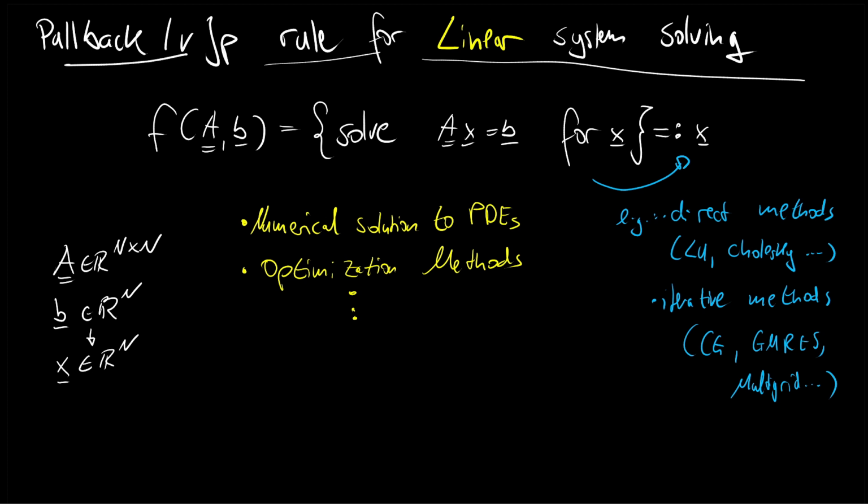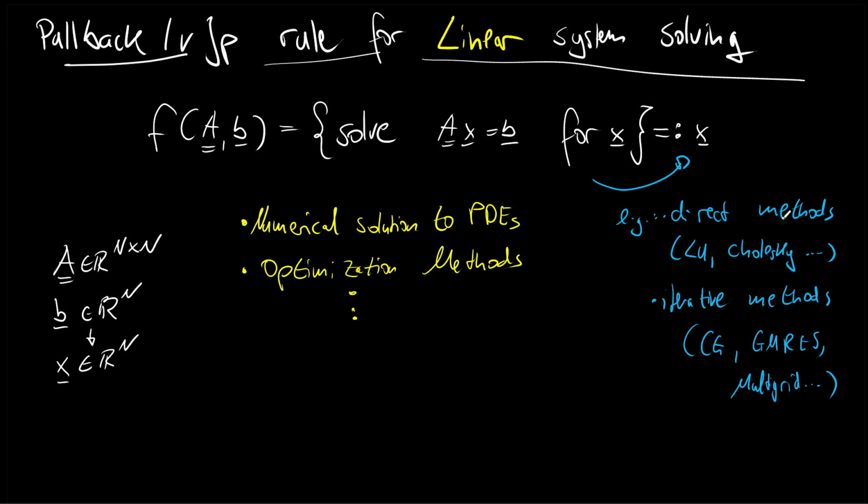In this video, we're going to derive the pullback or vector-Jacobian product rule for the solution to linear systems of equations. You can think of them as a function that takes a matrix A, let it be an n by n dimensional matrix, as well as a right-hand side vector B, and then solves implicitly for x by employing a numerical algorithm. Depending on the size and the structure of A, there are a lot of choices for numerical algorithms.